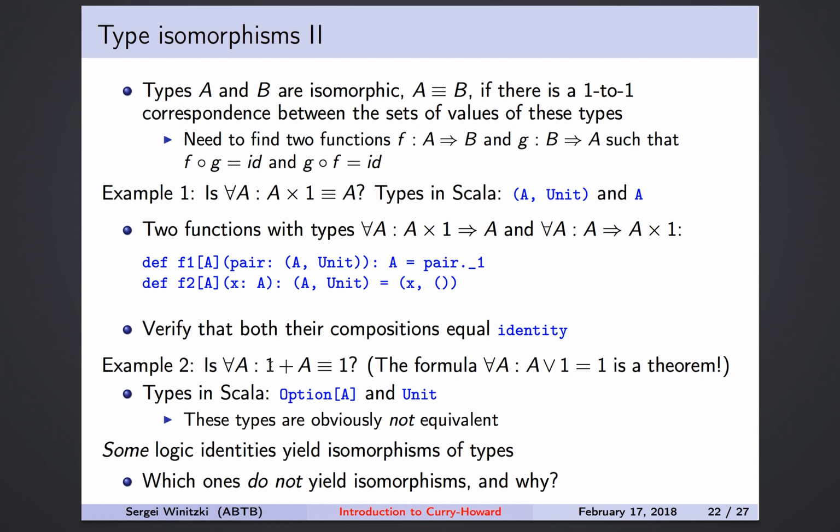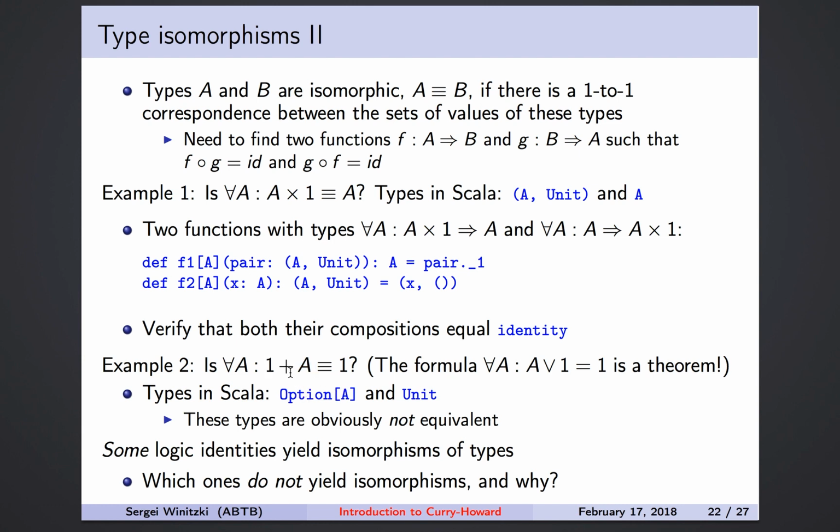Another example. This is an identity in logic if this is understood as a disjunction. 1 or A, or true or A, is true. That is an identity in the logic, or theorem in the logic. Are the types equivalent, though? The type for 1 plus A is the option. In Scala it is option, in Haskell it is called maybe. This type is a standard library type in pretty much every functional programming language.